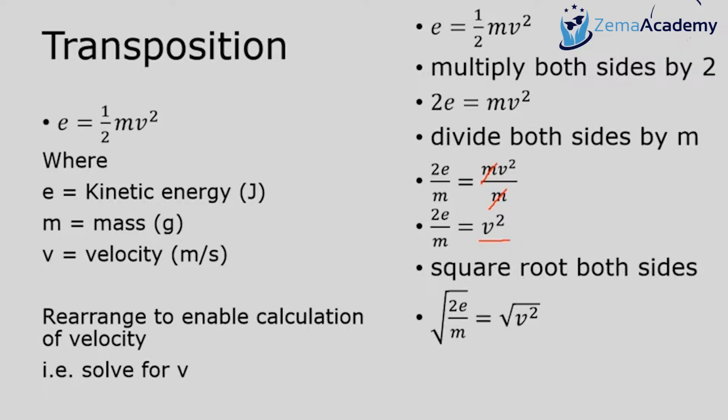There's a couple of ways I can write that. I can write it like this: the square root of 2E over m equals the square root of v squared. Square rooting anything that's squared obviously just gives us that value, v. So, v equals the square root of 2E divided by m. I could also, of course, have written the square root as to the power of a half on the outside of brackets. So don't forget that that is also a way that we write square root.